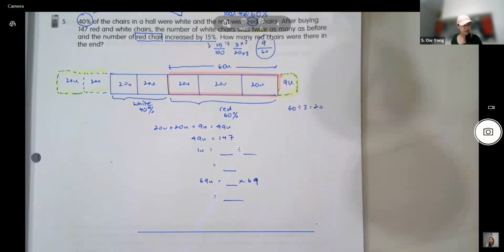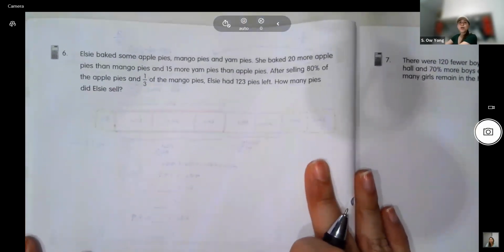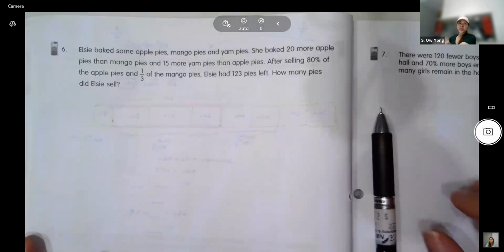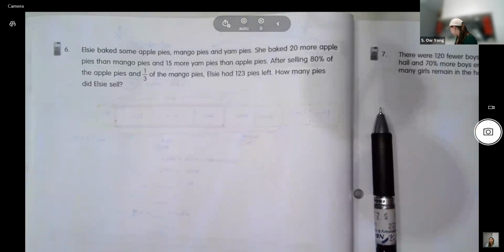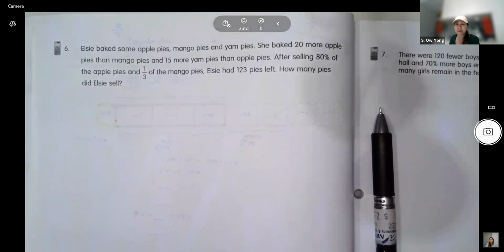Now we can actually move to question 6. Question 6 also uses another stack model that I am using for the first time to teach you all. Elise baked some apple pies, mango pies, and yam pies. She baked 20 more apple pies than mango pies and 15 more yam pies than apple pies.